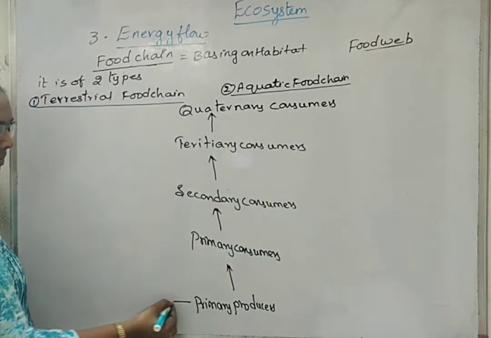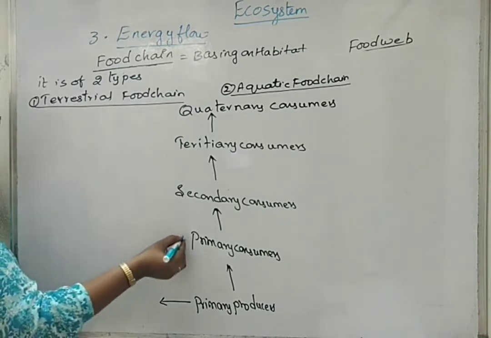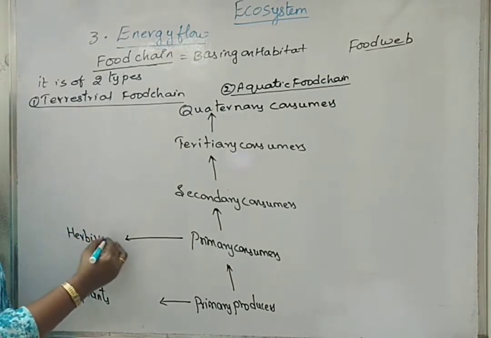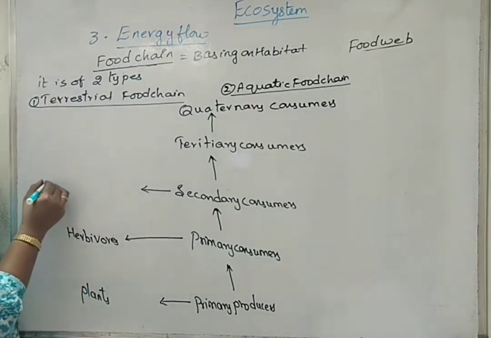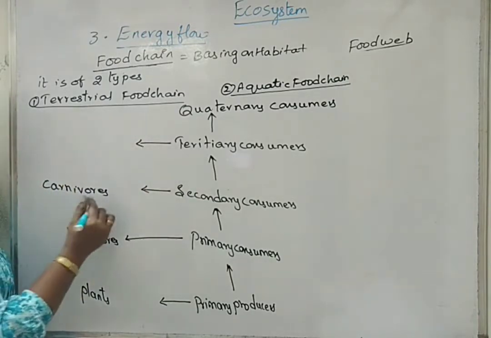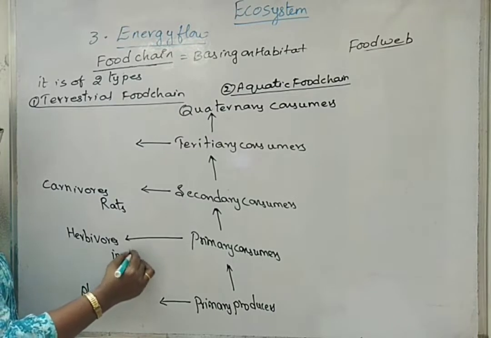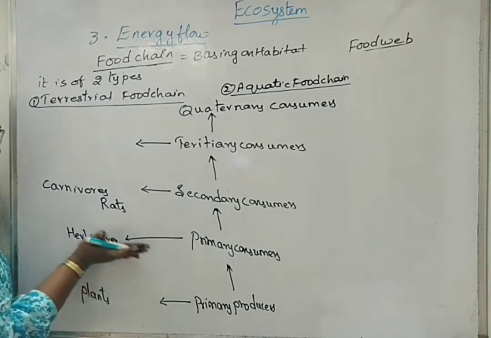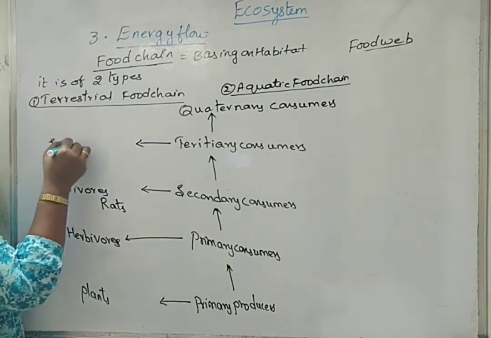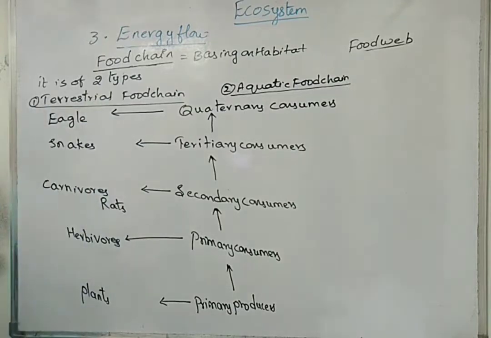Under primary producers in the terrestrial food chain, we can take examples like plants which live on land. Under primary consumers, we can consider herbivores, either sheep or cattle, etc. Under secondary consumers, we can take one type of carnivores, like rats, small insects, small herbivores. Under tertiary consumers, we can take examples like snakes. And under quaternary consumers, we can take the eagle. That is the terrestrial food chain.